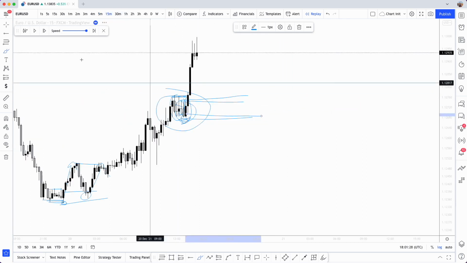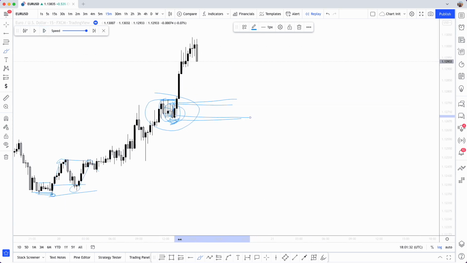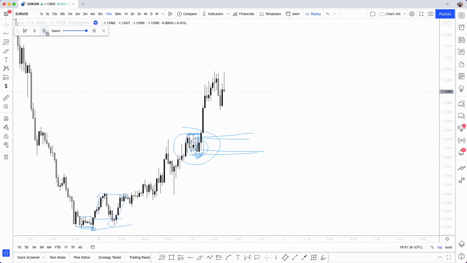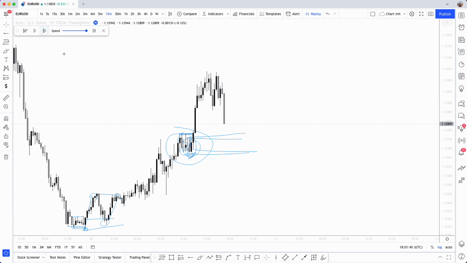Okay, so let's watch the 15-minute time frame and see where price reacts. There we go. Okay, so this is quite interesting. Hold on, I'll explain this now.